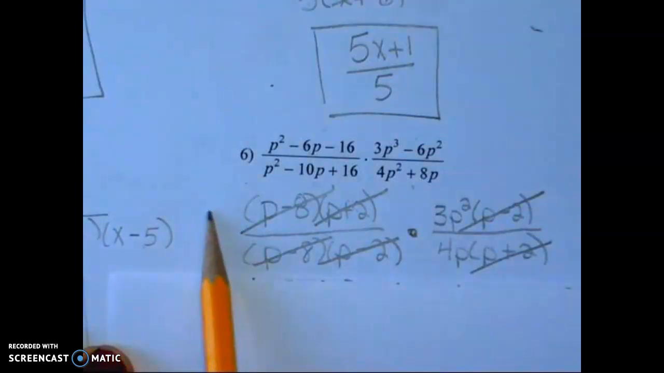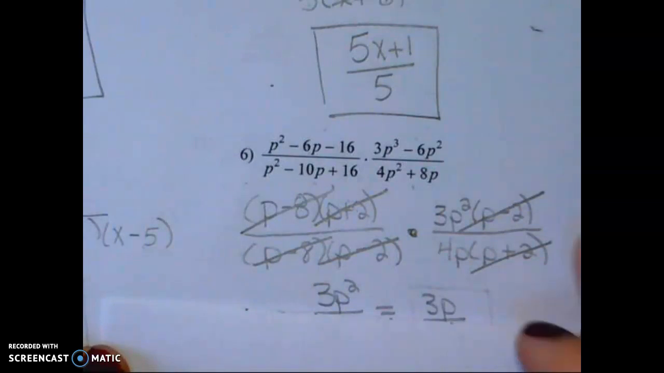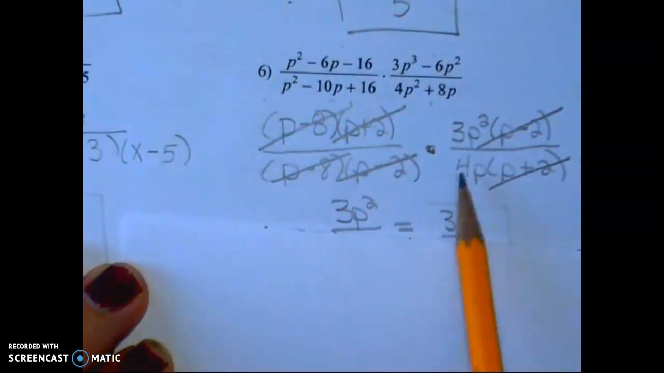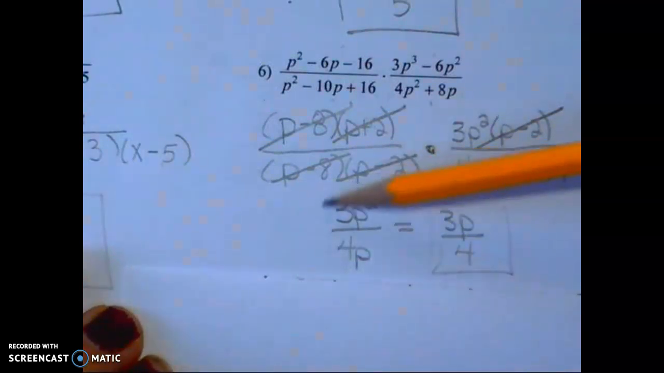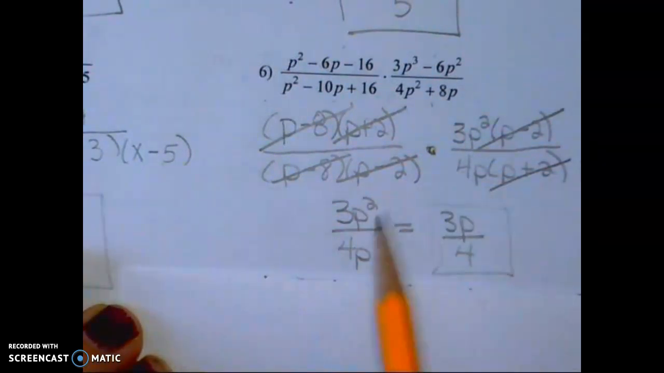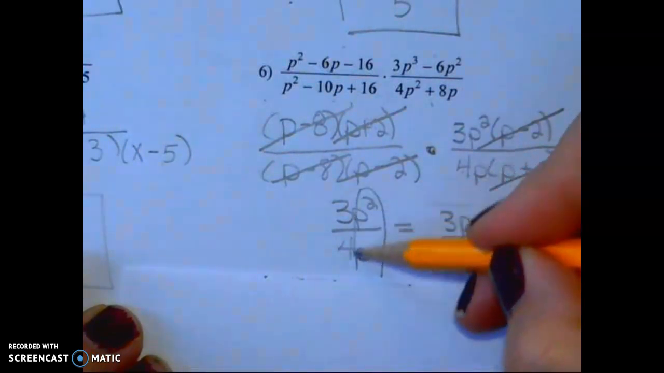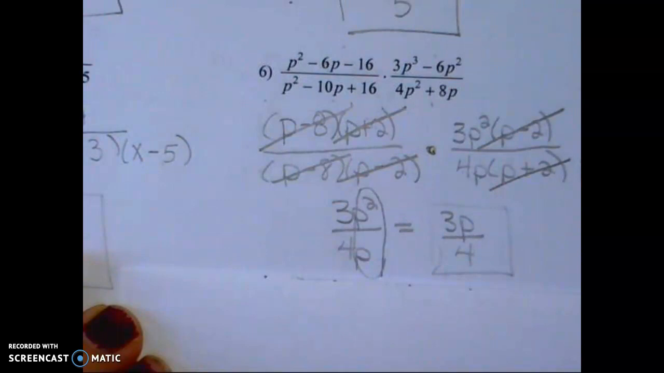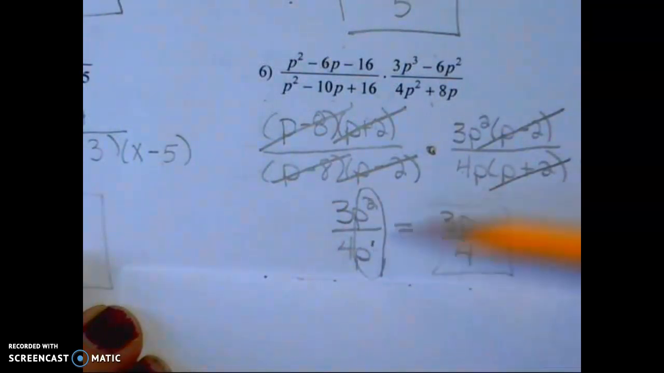Let's see what's left in the numerator. 3p squared over 4p. Now this goes back to something we did earlier in the year. Because it's all multiplication, I can put these p's together and you subtract your exponents. 2 minus 1 is 1. You're left with 3p over 4.